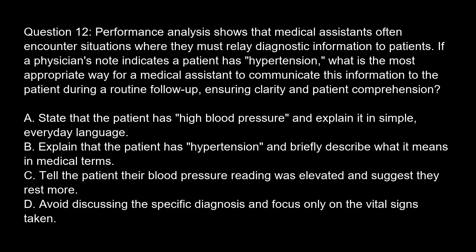Option A. State that the patient has high blood pressure and explain it in simple, everyday language. Option B. Explain that the patient has hypertension and briefly describe what it means in medical terms. Option C. Tell the patient their blood pressure reading was elevated and suggest they rest more. Option D. Avoid discussing the specific diagnosis and focus only on the vital signs taken.